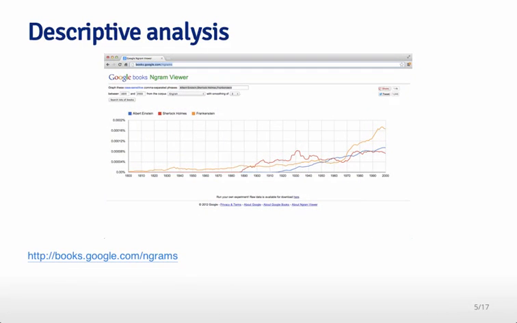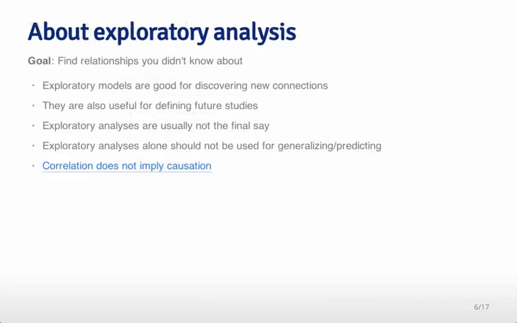Another descriptive analysis is the Google Ngram viewer. It's a collection of information about pairs or triplets of words. For example, this is a plot over time of the observation of the words Albert Einstein, Sherlock Holmes, and Frankenstein in books that have been scraped by Google. Again, this isn't trying to infer anything or make any decisions. You could do that, but this is just purely a description of what's going on.